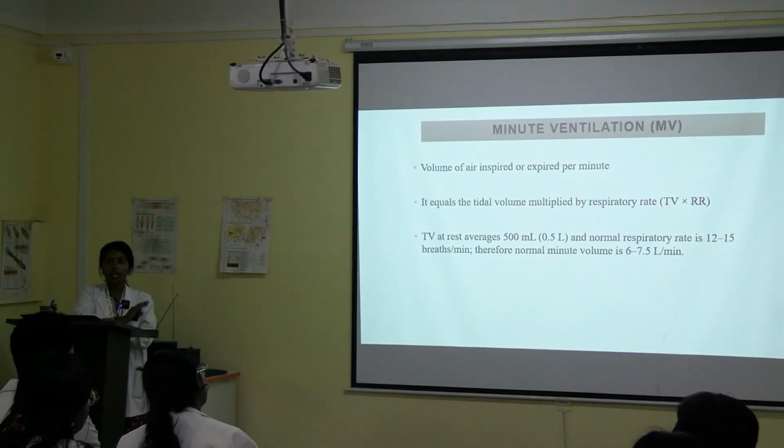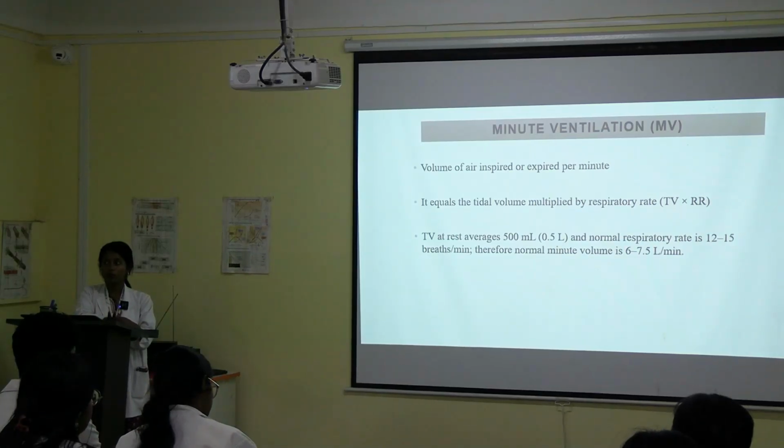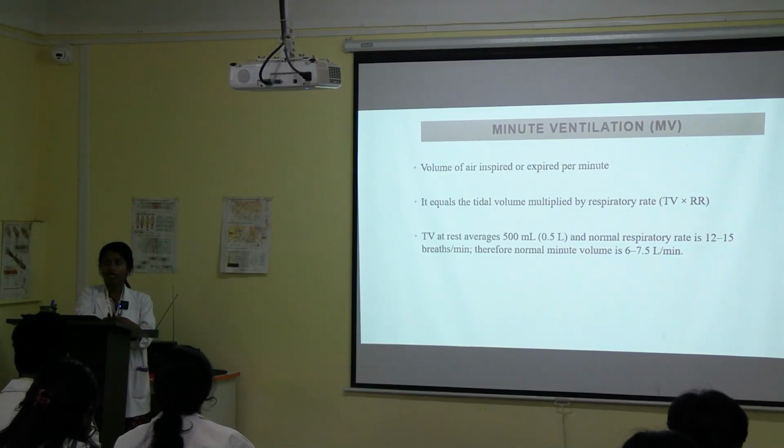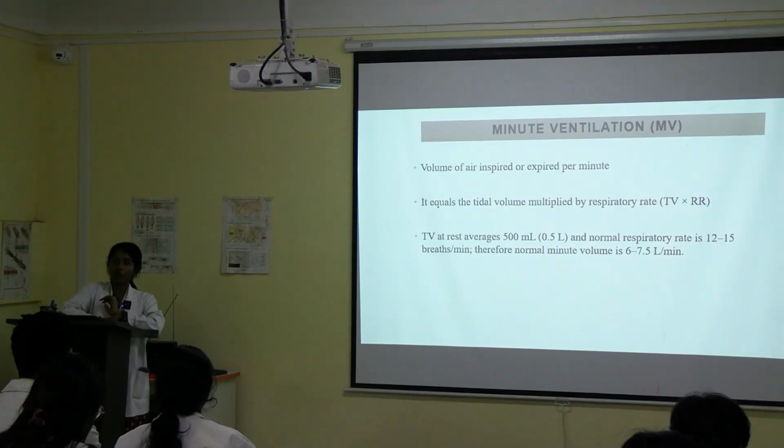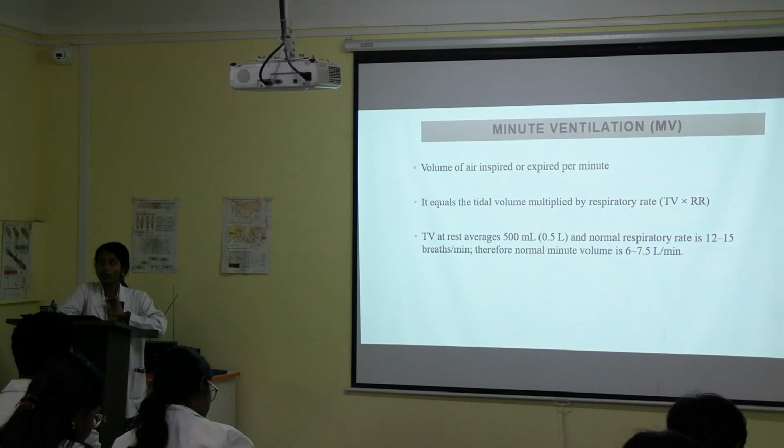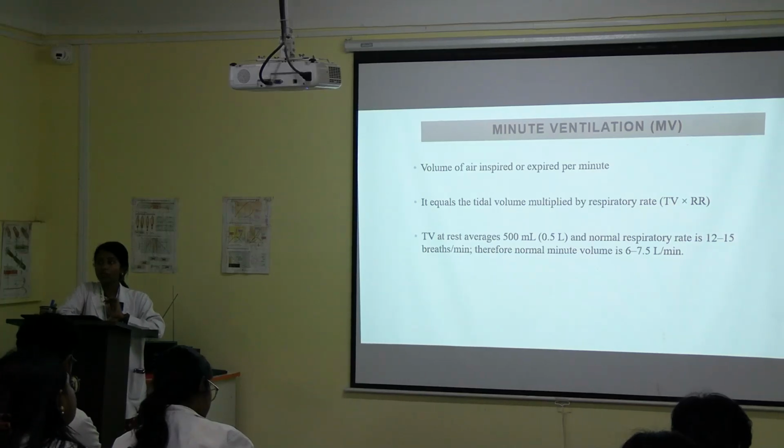So what are the dynamic volumes you know now? Forced vital capacity, FEV 1, 2, 3. What else? MVV, maximum ventilation volume. Then minute ventilation volume. Then others are also peak expiratory flow rate, all those things.